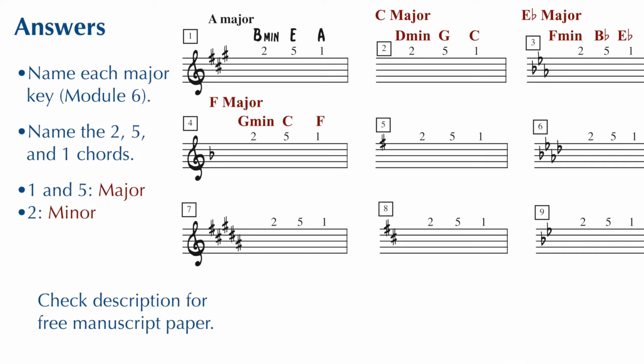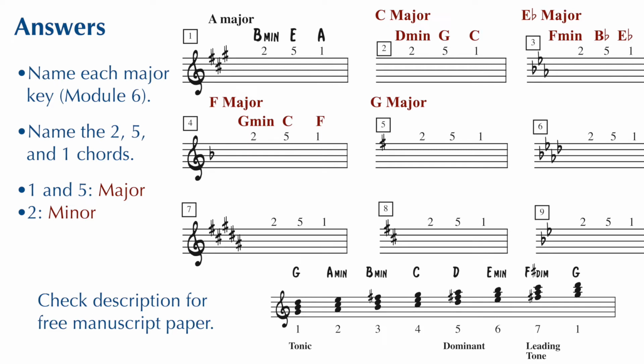Number 5, 1 sharp in the key signature puts us in the key of G major. Build out a G major scale and its triads. Our 2 chord is A minor, our 5 chord is D major, and our 1 chord or tonic is G major.